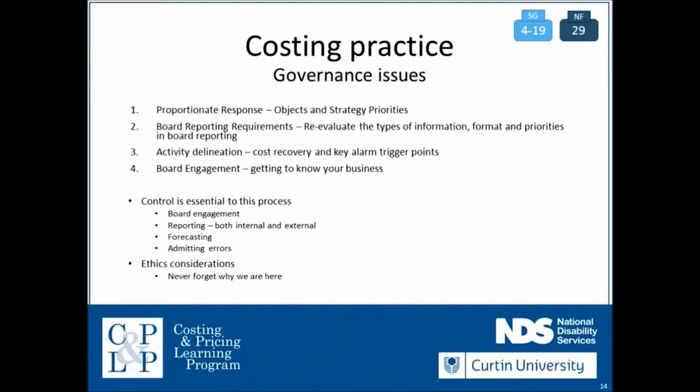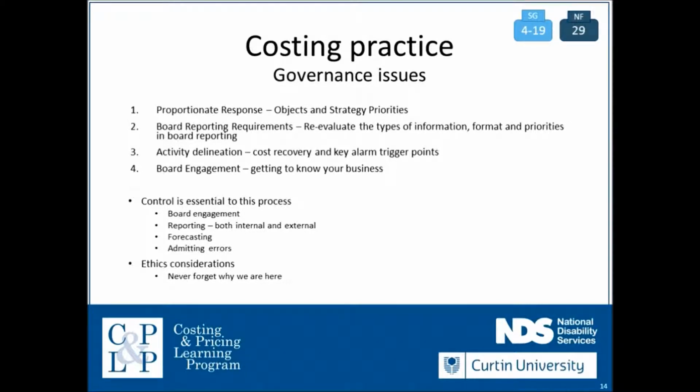Finally, I guess control is, of course, essential to the process. Board engagement, reporting, internal and external, looking at forecasting, and as I indicated in the second webinar, going back and making sure that you don't have a culture in your organisation that means people don't admit mistakes. Your organisation will make mistakes in this process. Admitting those errors, identifying them as early as possible, and rectifying them is the order of the day. So that's a really important aspect.